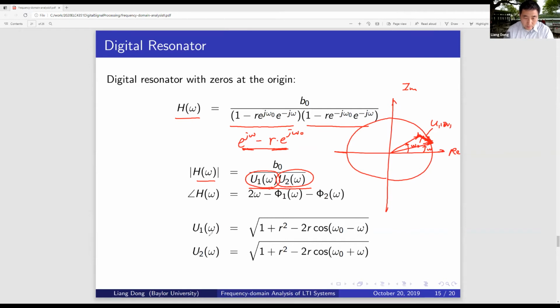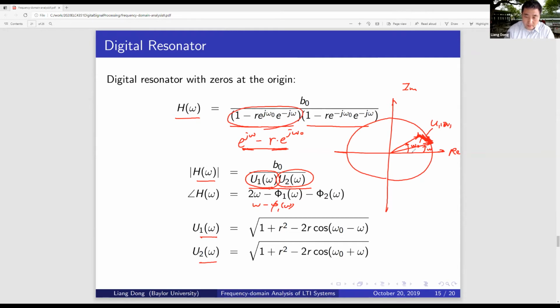So if we understand from this picture, it looks like that. So the U1 omega, if I'm looking at the absolute value, the absolute value of that is the square root of 1 plus r squared subtract 2r cosine omega 0 subtract omega. That is the distance of this segment. And then the phase of that, the first phase is omega subtract theta 1, where theta 1 is the phase of this term.